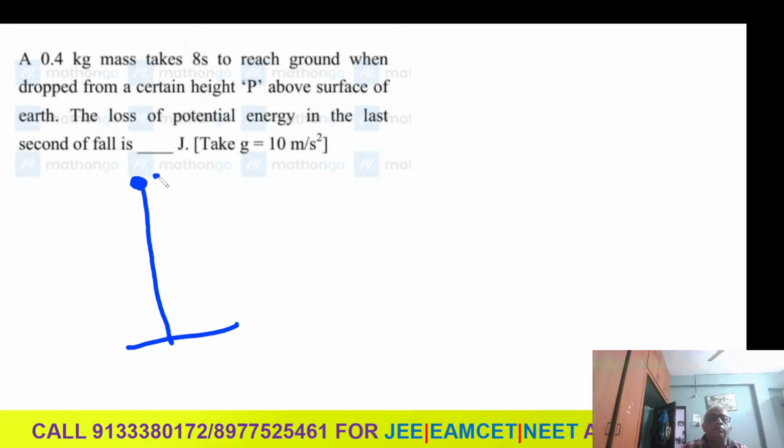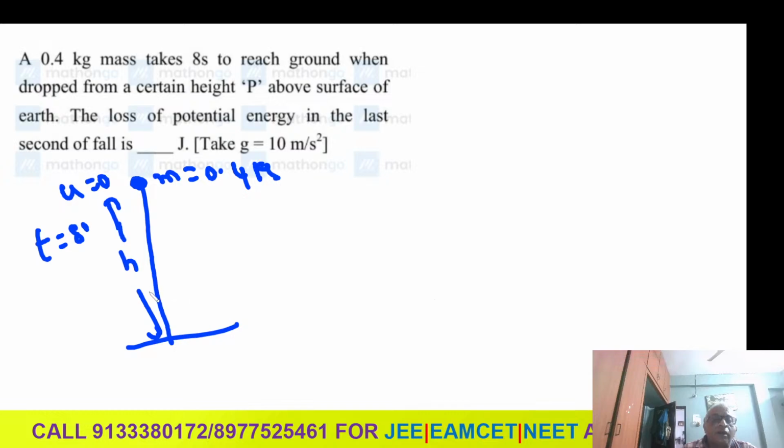Here the 0.4 kg mass is dropped from this point. So it is traveling some height here. How to find the height easily? It takes 8 seconds, so the total time is 8 seconds. Potential energy in the last second means the 8th second is being asked. The total time is 8 seconds, and the last second means the 8th second. 8 seconds total is different from the 8th second.